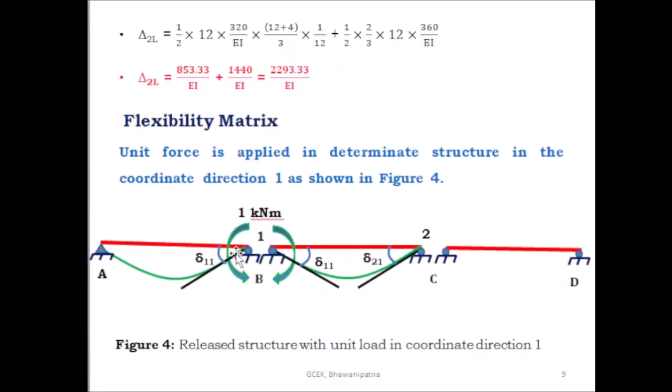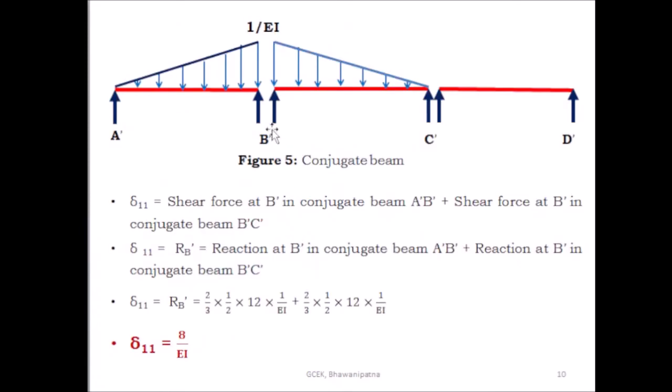So what is the bending moment diagram? Here it is 1 kilonewton meter and here the moment is 0. Similarly here this is 1 kilonewton meter and here 0. So this is the bending moment diagram. Then you have to divide by EI. You have to divide the bending moment by EI, and that becomes the loading for the conjugate beam. So 1 by EI is the loading for the conjugate beam.